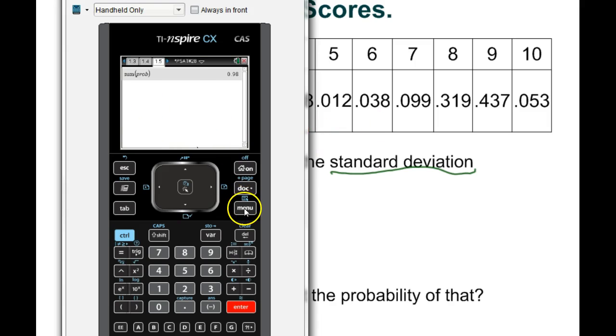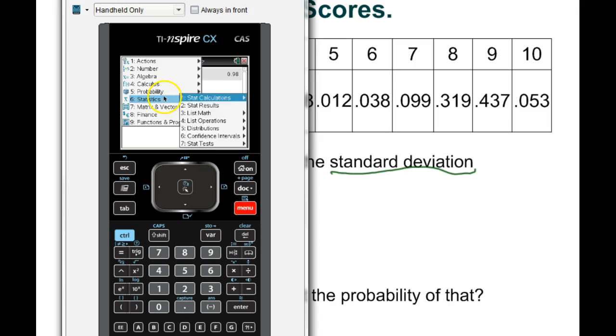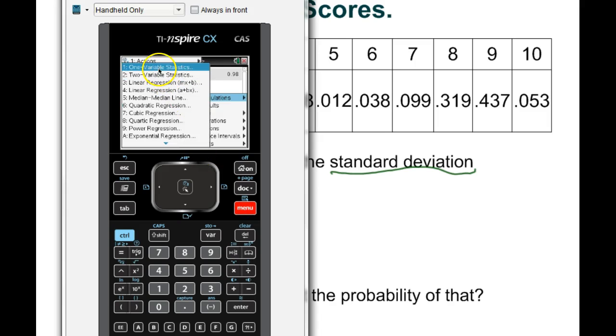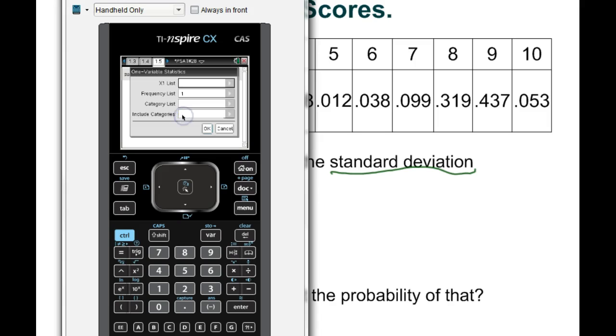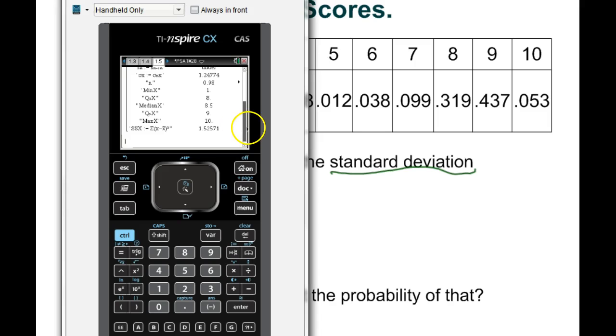So let's go to menu, stats, stat calculations. We've done this before, one variable stats. There's just one difference here. We'll go to number of lists, just one list. It sounds strange, just one list, but watch what we do here. So we're going to choose value for our list. But there's a thing called frequency list. I'm going to choose that. We choose probability there. And so when I say OK, it should give me the standard deviation.